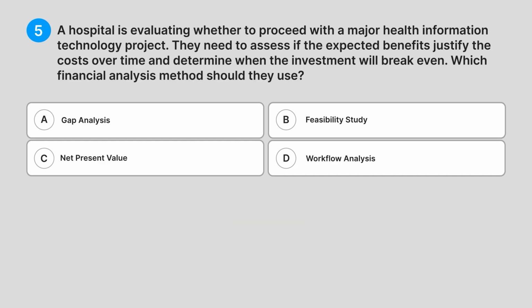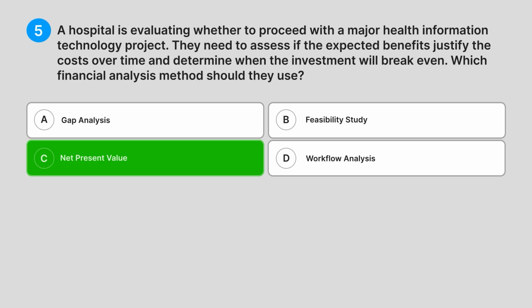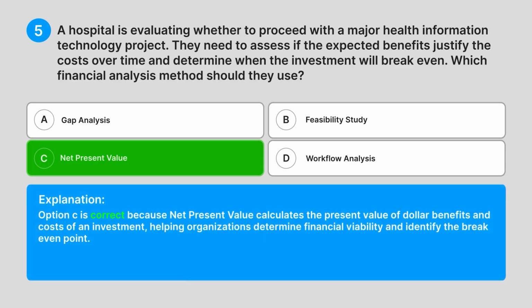Correct answer, C. Net present value. Explanation: Option C is correct because net present value calculates the present value of dollar benefits and costs of an investment, helping organizations determine financial viability and identify the break-even point.